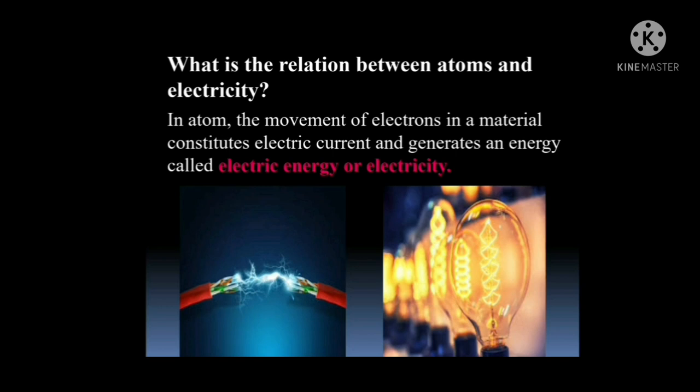Electricity is nothing but the flow of electrons. Electricity is the flow of electrons. So what happens here is that the shifting of electrons between atoms produces electric current and generates an energy called electric energy or electricity.